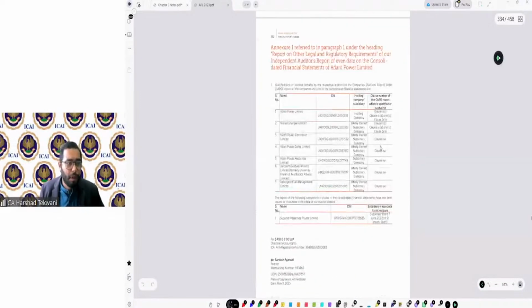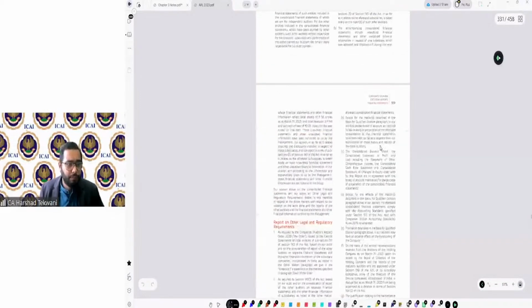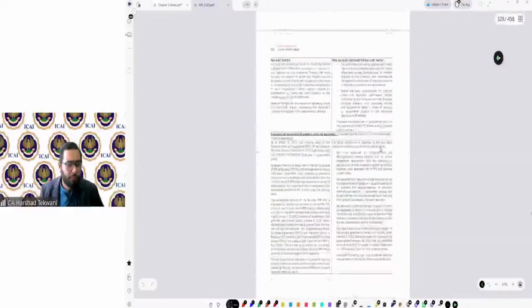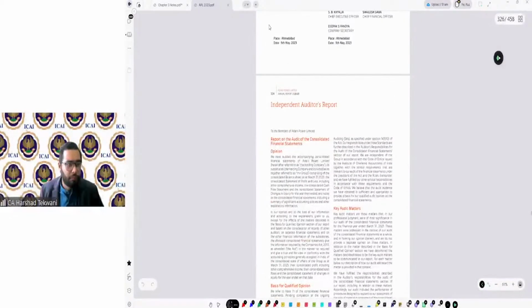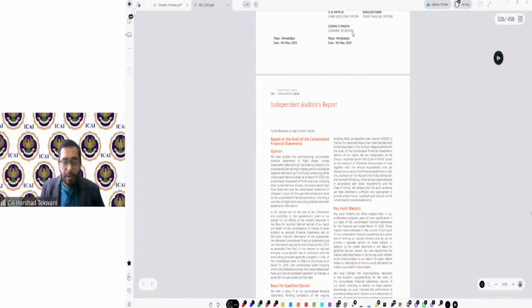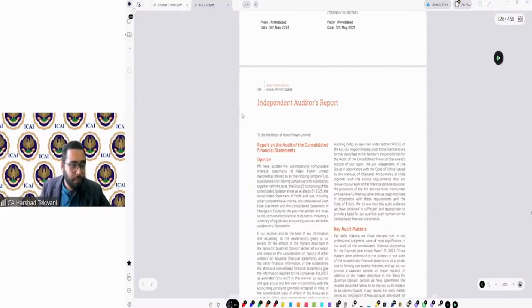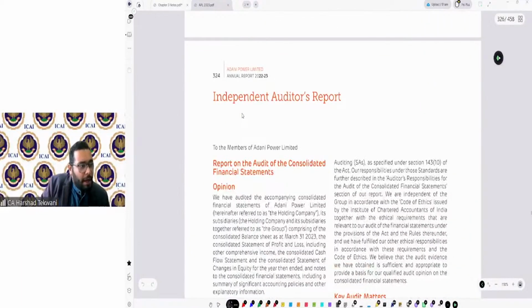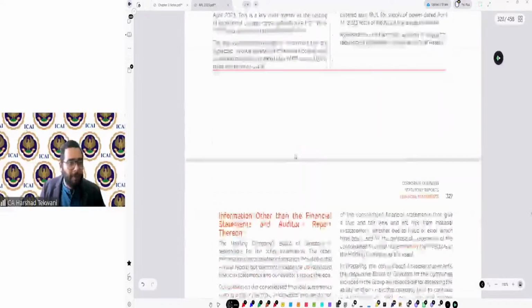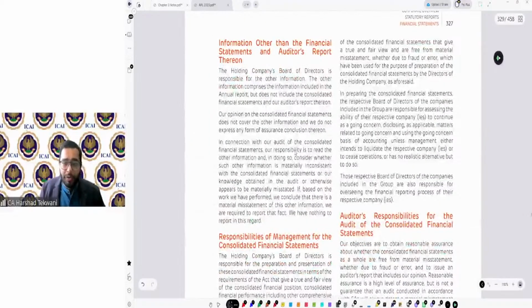Okay. Now, see this. This is the Independent Auditor's Report on Consolidated Financial Statements. Okay. And I'll tell you something over here. There is one interesting paragraph that we are going to learn now.